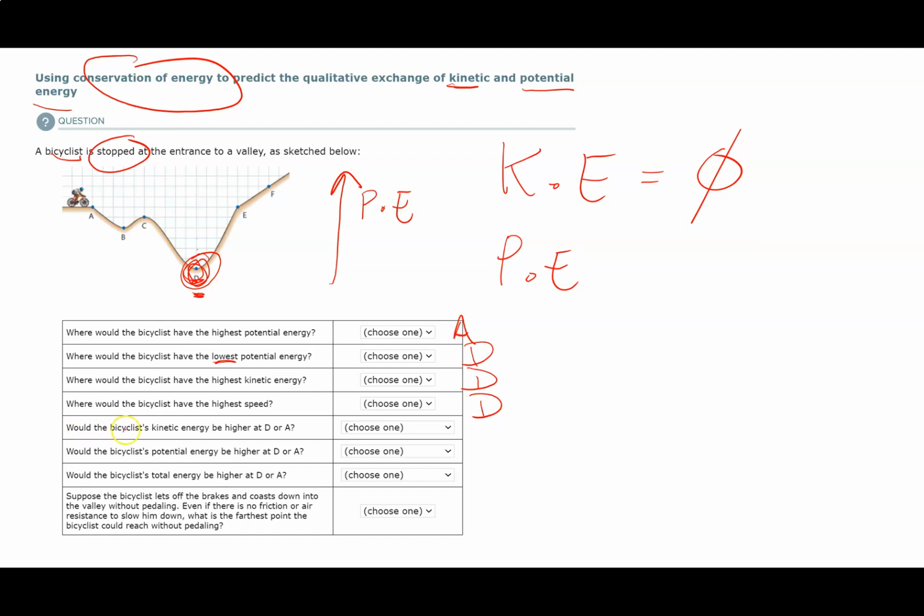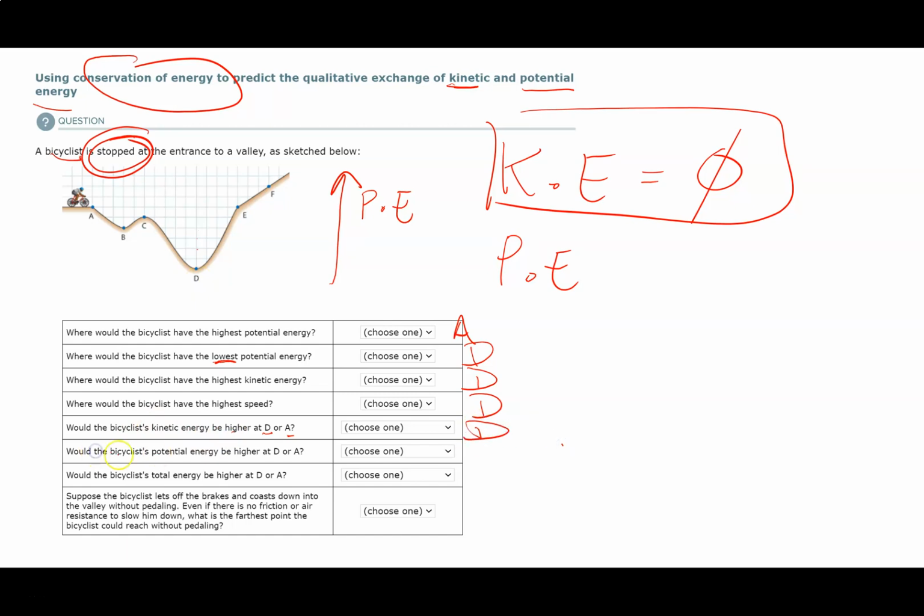And then it says, would the cyclist's kinetic energy be higher at D or A? So the kinetic energy at A is 0, right? We pointed that out right at the beginning because they are stopped. And at D, they're going to be going the fastest. So they're going to have the highest kinetic energy at D.